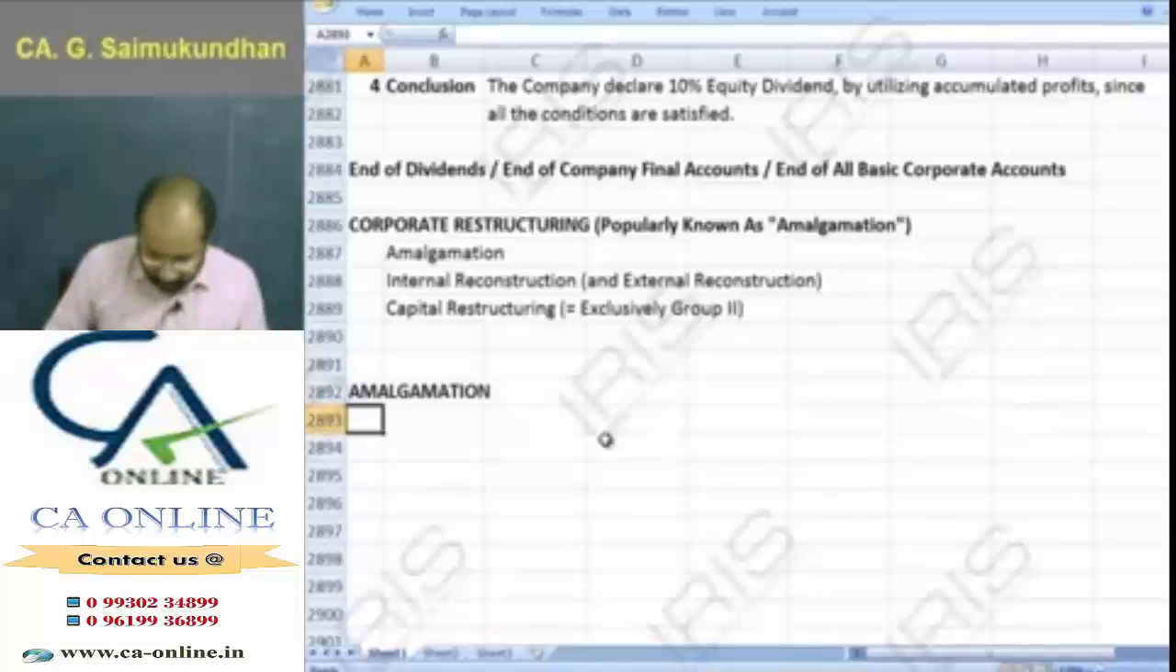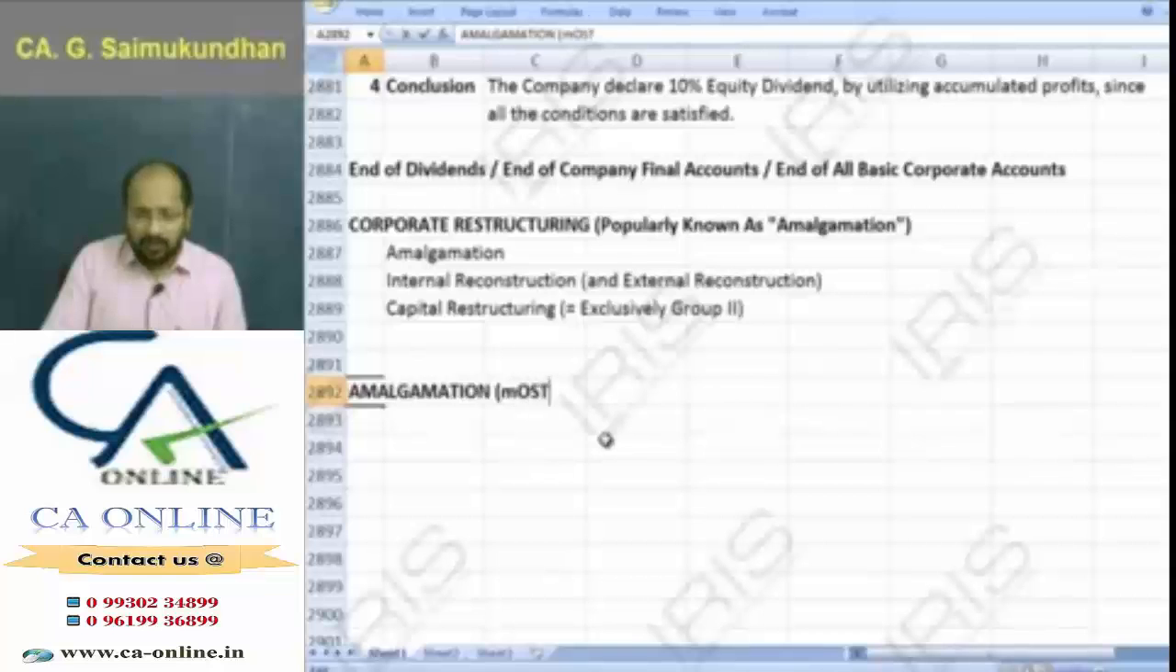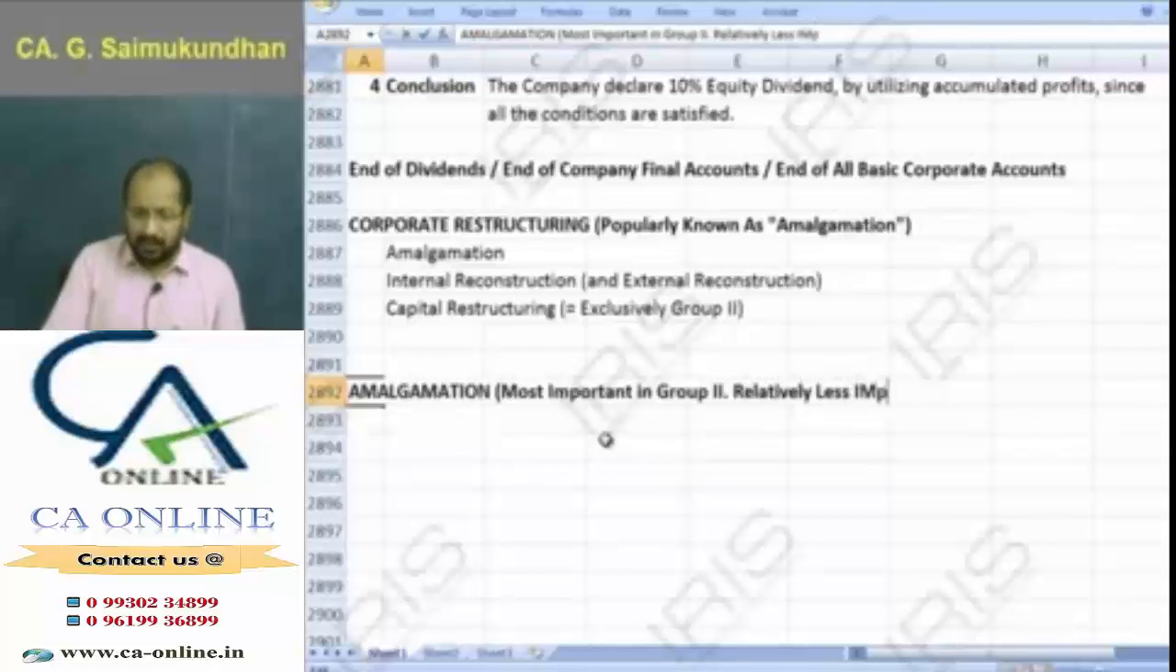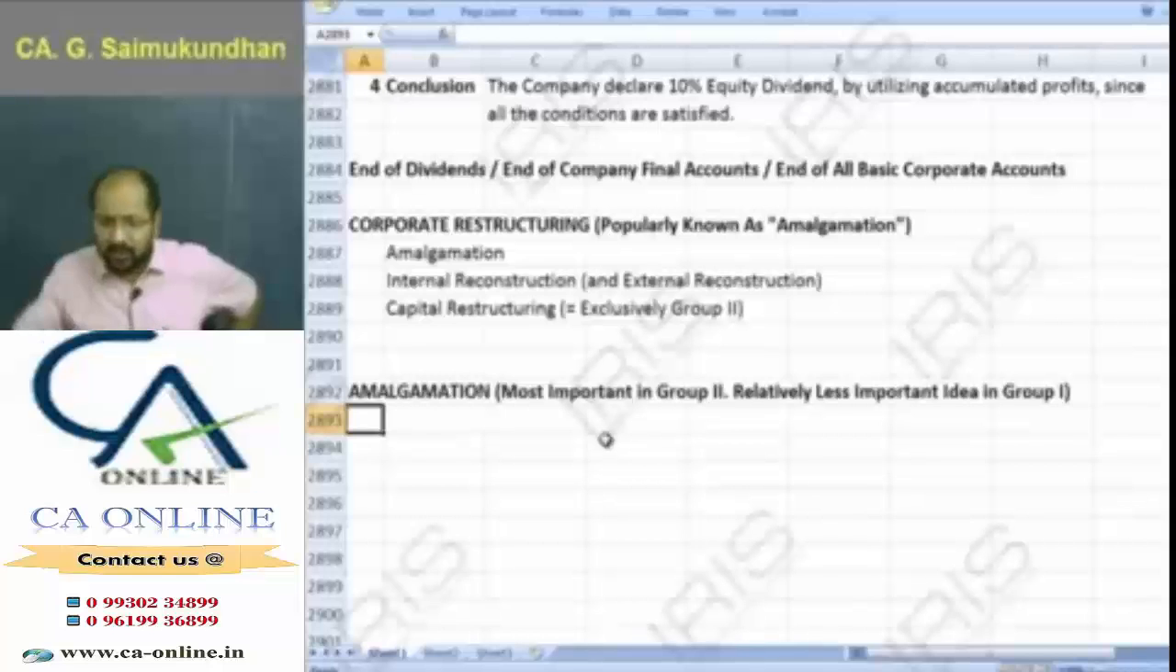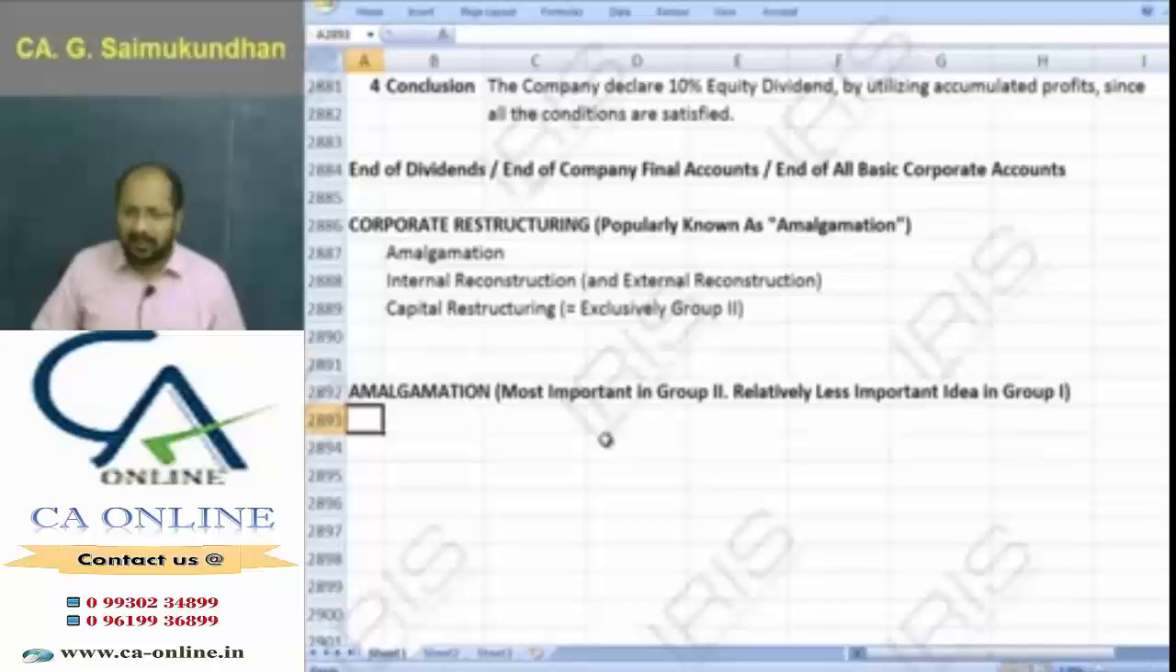Amalgamation, straight away guys. Amalgamation is most important in group 2 and relatively less important in group 1. Most of the examination questions in group 2 are from amalgamation. Most of the examination questions in group 1 are from internal reconstruction. Out of 10 questions, 6 or 7 would be internal reconstruction in group 1. Exactly opposite in group 2. The other 3 would be the next idea.